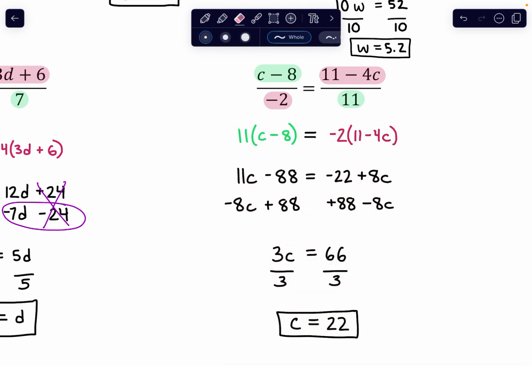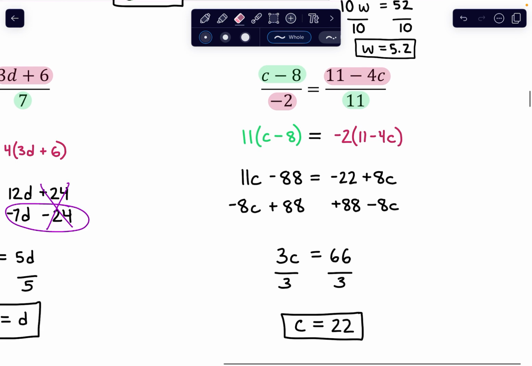This example, you should have gotten 22. Okay, the challenging thing about this one is all the negatives. You got to make sure. This is the number one spot I'm going to see mistakes, right there. Negative 2 times negative 4c is a positive 8c. Okay, don't put two negative signs because that's just going to confuse you later.